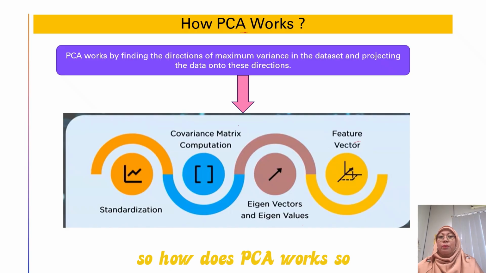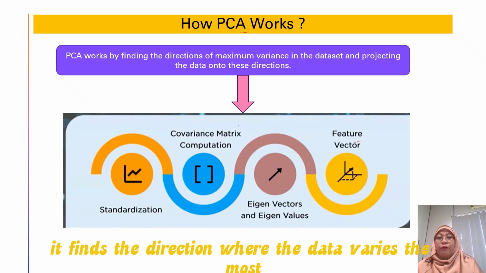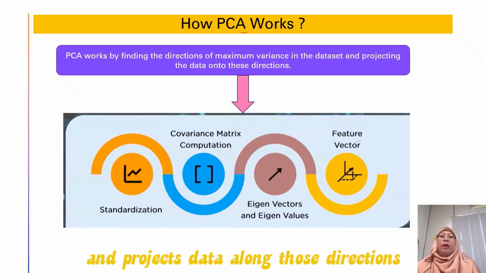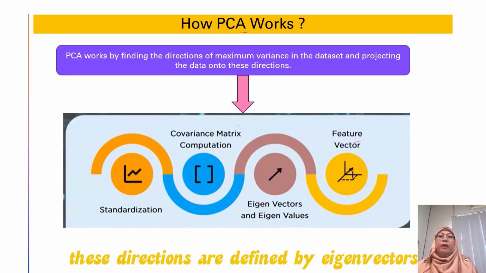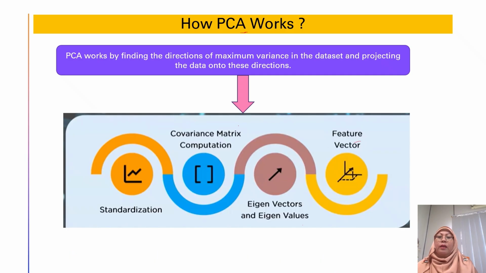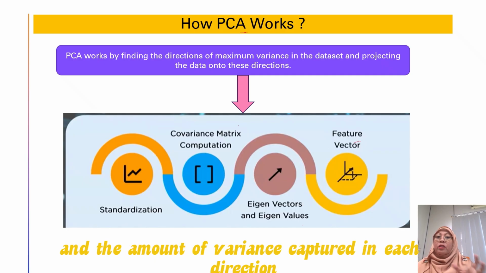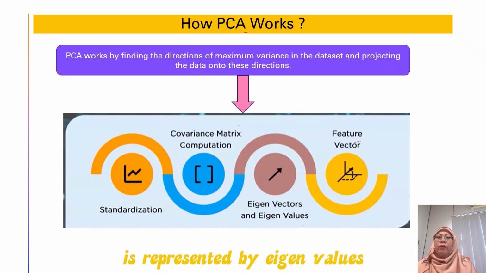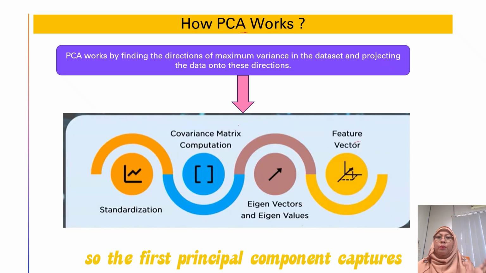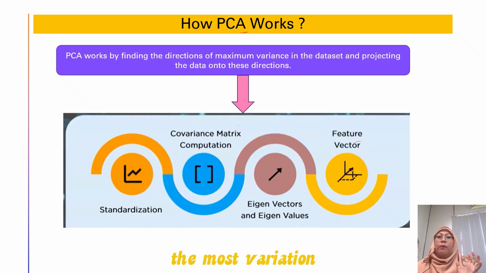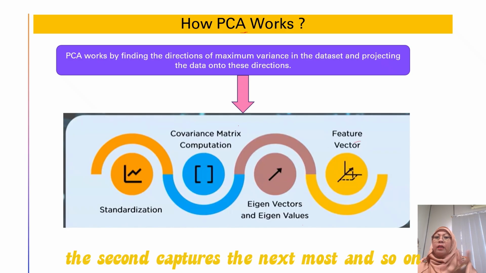So how does PCA work? It finds the direction where the data varies the most and projects the data along those directions. These directions are defined by eigenvectors, and the amount of variance captured in each direction is represented by eigenvalues. The first principal component captures the most variation, the second captures the next most, and so on.